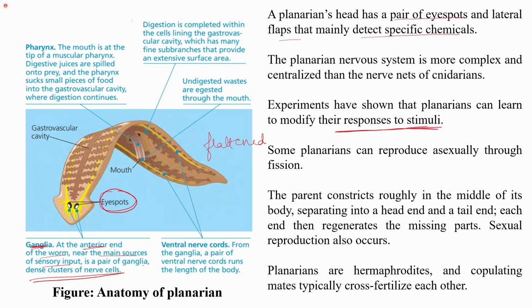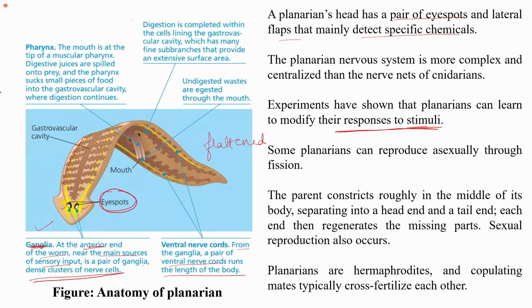So these are different organs. We can start one by one with this. Firstly, we learn about the eye spots. The eye spots and the ganglia are present that help in sensing different chemicals or sources. Then they have ventral nerve cords. From the ganglia, a pair of ventral nerve cords runs through the length of the body. You can see that this is the ganglia, and through this ganglia, a pair of ventral nerve cords, which is shown here in yellow, runs throughout the body.